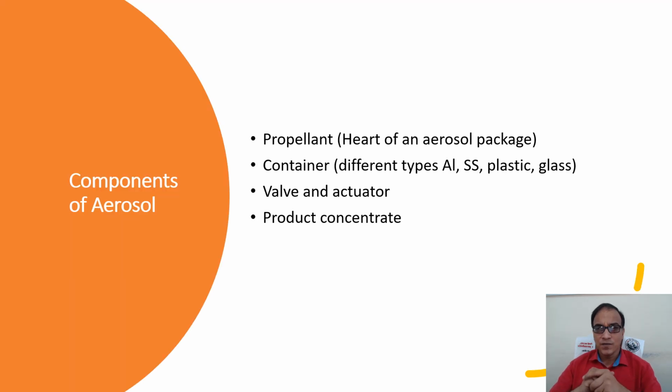Now, what are the components of aerosol? We discussed, as far as the components are concerned, there are four major components. What are those four major components? Propellants, which is the heart of an aerosol package. Second is container, different types of containers like aluminum, SS, plastic, glass, we have covered in the last lecture. So two components we have discussed in the last lecture, and the next two components we are going to discuss here along with the system. So what are those? Valve and actuator and product concentrate.